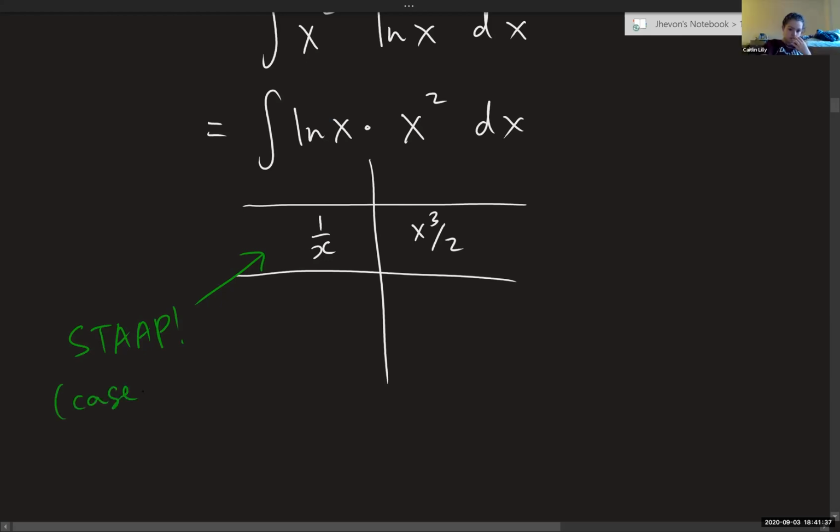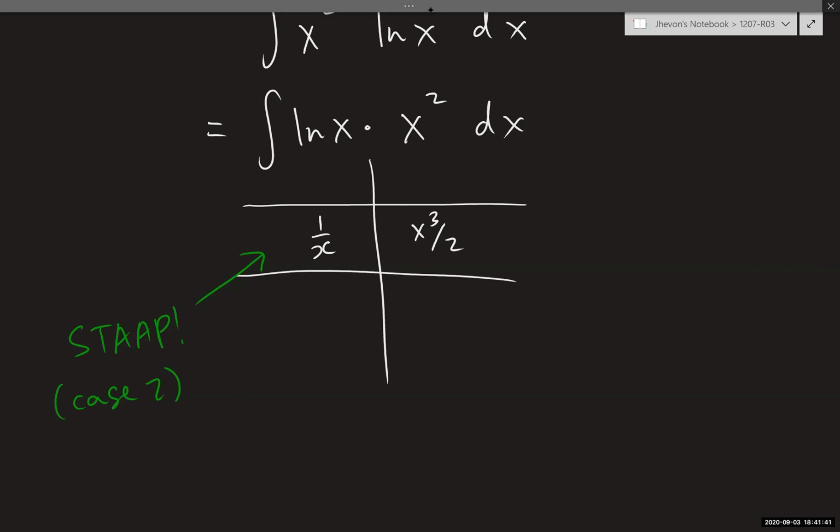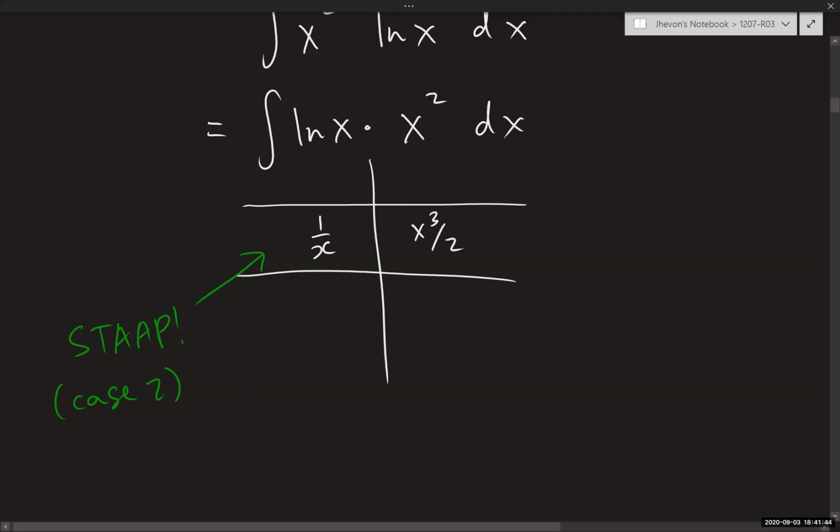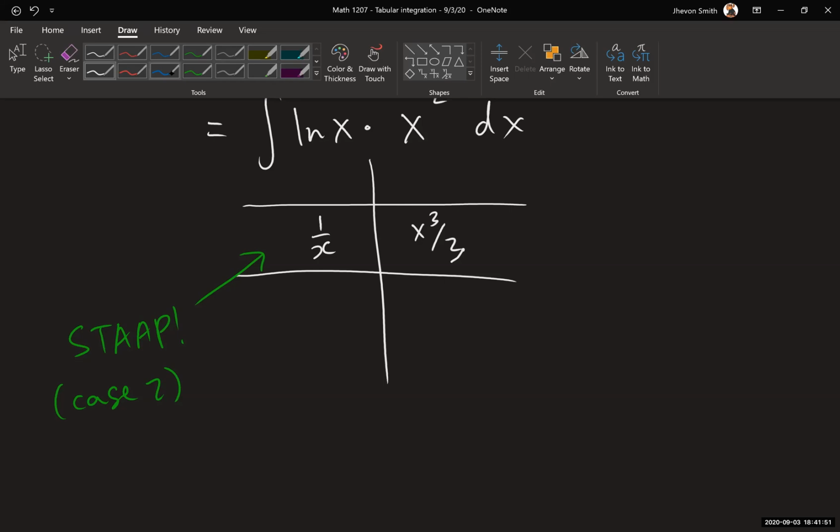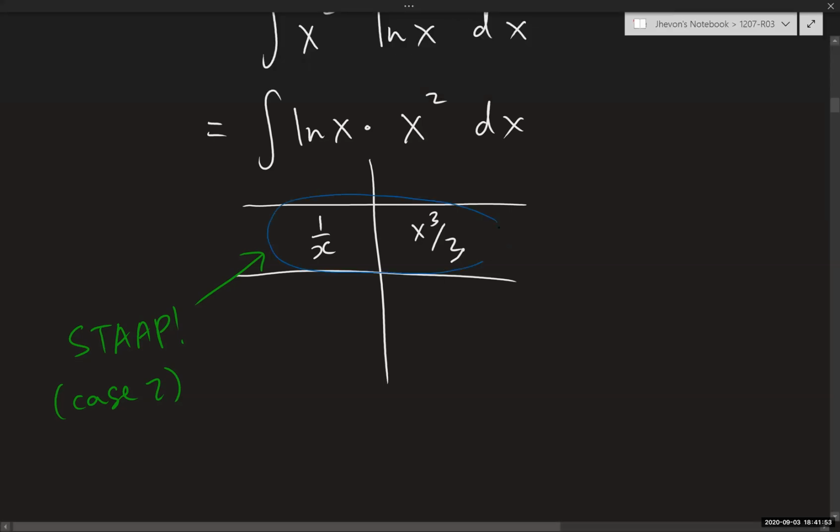Is it x cubed over 2 or over 3 here? This should be over 3. It's case 2, right? What is case 2? Notice that if I multiplied along this row, the product is equal to 1 over x times x cubed over 3, which is x squared over 3, which is easy to integrate. And that's how I know to stop.